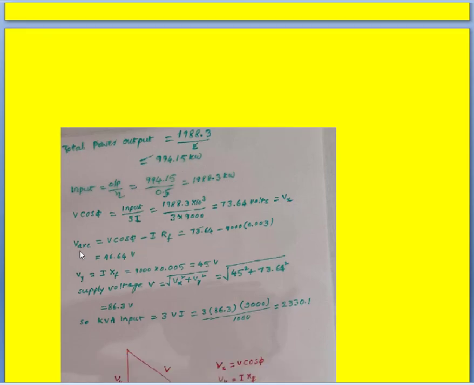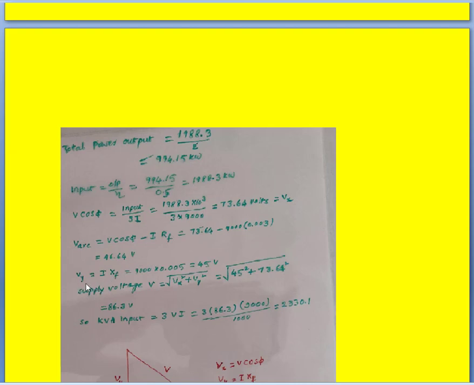So now we can calculate the arc voltage like this. V arc is nothing but V cos phi minus the voltage drop across the furnace resistance. So 75.64 minus I, which is 9000 amperes, times the furnace resistance, which is given as 0.003. When we simplify it, we get 46.64 volts.